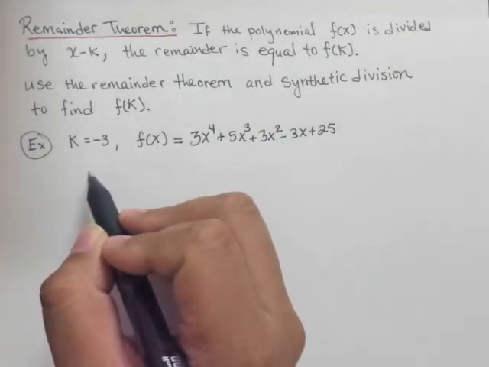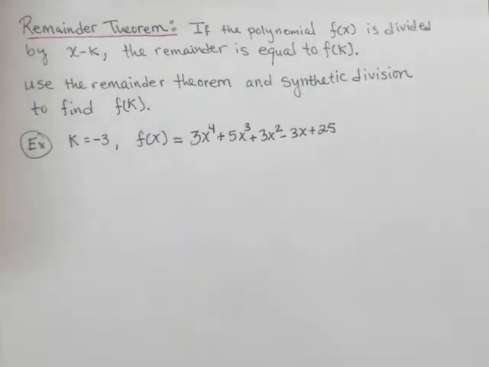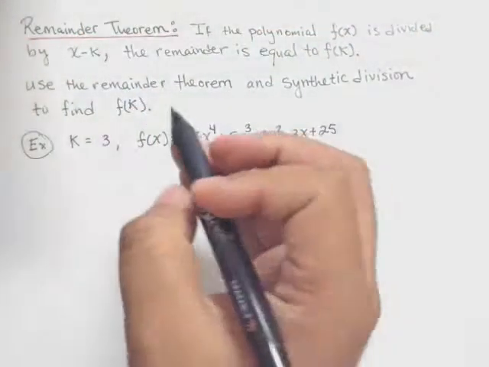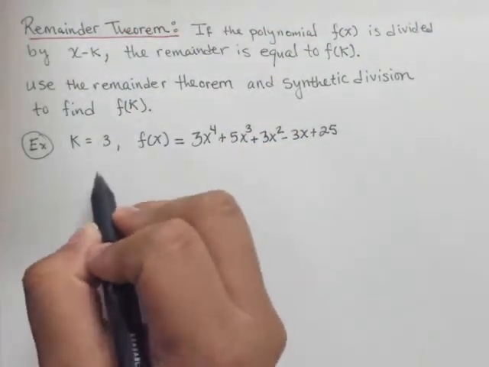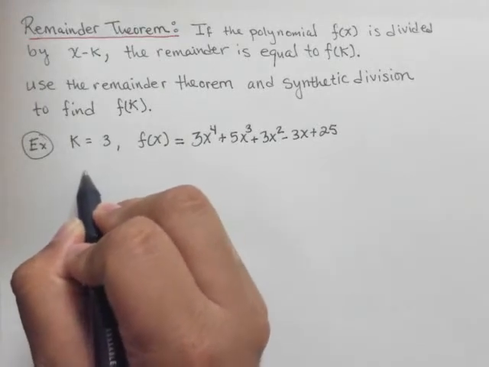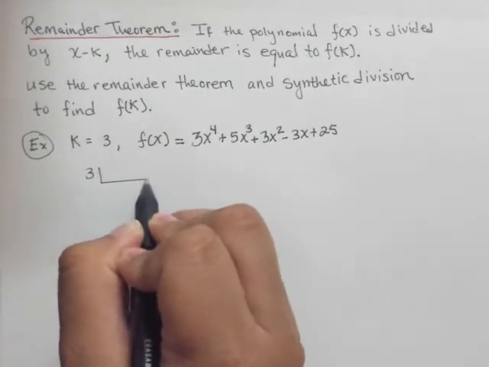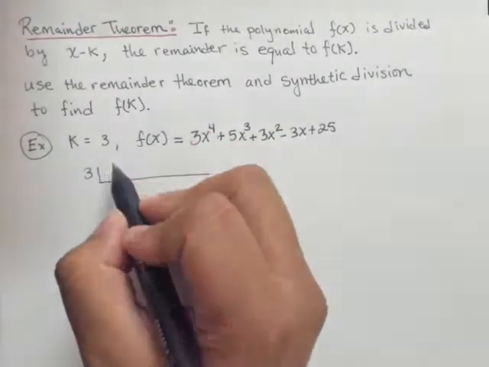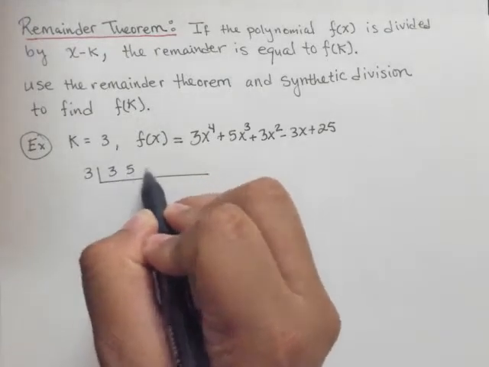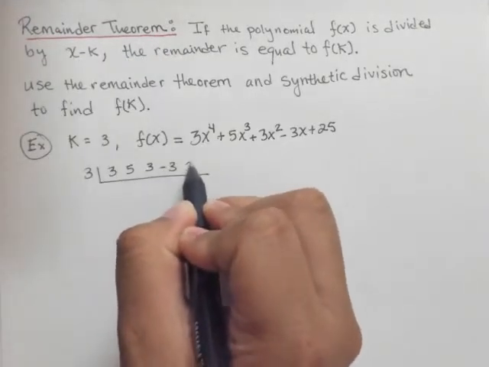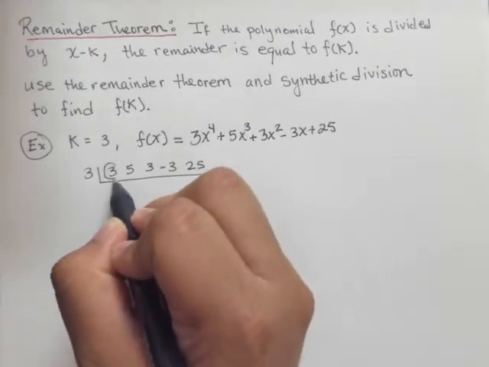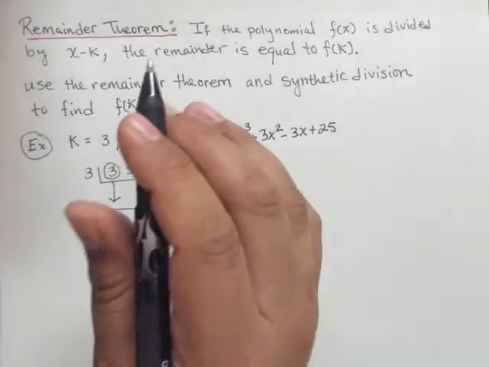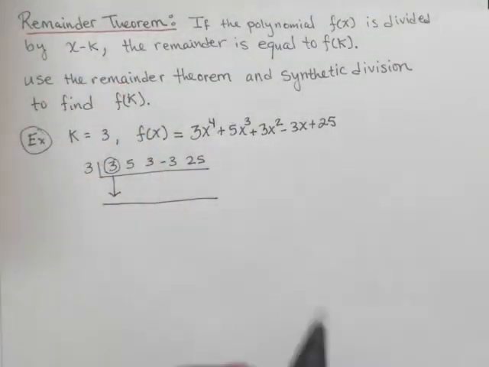So, and actually it's not -3. Now that I think about it, it is +3. Sorry about that. So let's see. We've got 3. We're going to do a synthetic division, and nothing appears to be missing here: 4, 3, 2, 1, 0. So we're going to write the coefficients 3, 5, 3, -3, and 25. Again, this guy comes down. And we're only concerned with the remainder, so don't worry about any resulting polynomial here.